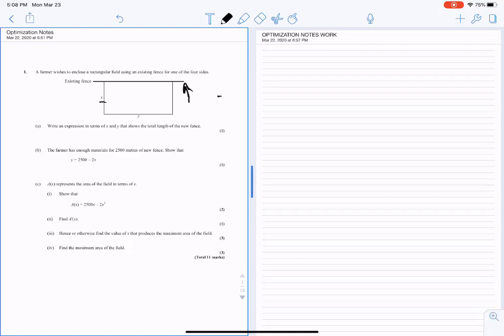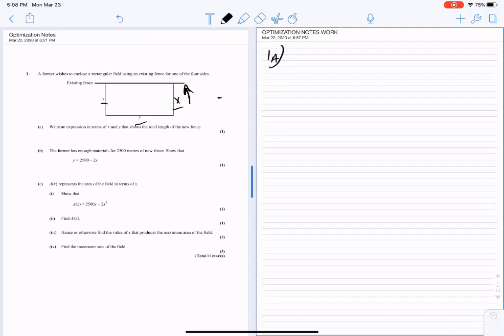We're going to have an X here, and this is rectangular, so there's going to be an X right here, and then there's a Y. So we got two X's and a Y. Okay, it says question one, write an expression in terms of X and Y that shows the total length of the new fence. Okay, well, the total length of the new fence is going to be 1A over here.